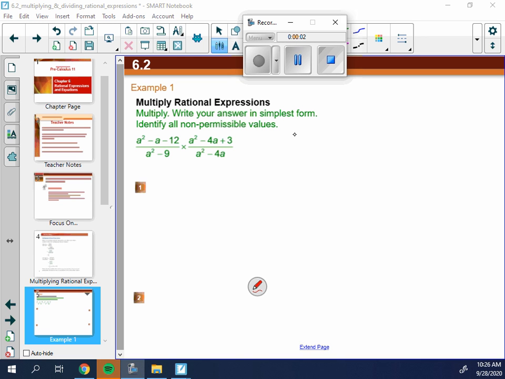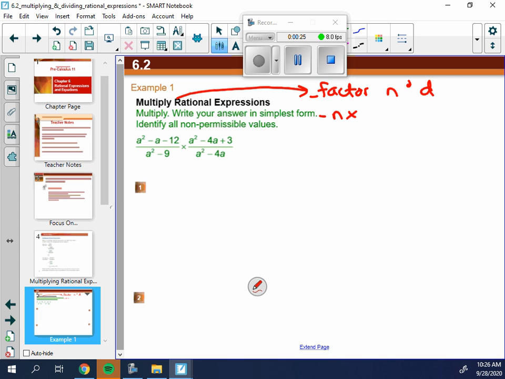When multiplying rational expressions, you have to factor your numerators and denominators first, and then it's numerator times numerator, denominator times denominator. So for multiplying, you would factor your numerator and your denominator. Okay, so I'm shortening these. Factor your numerator and denominator, and then it's numerator multiplied by numerator over top of denominator multiplied by denominator.